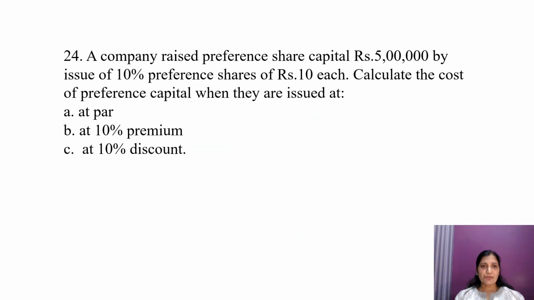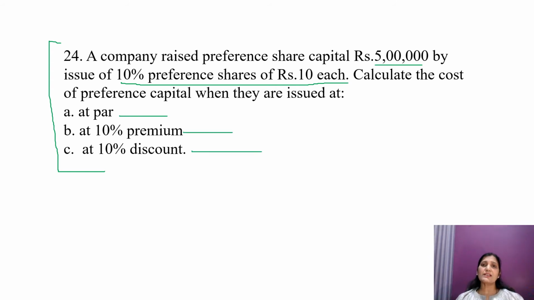So I want you to do this problem. A company raised preference share capital of rupees 5 lakhs by issue of 10% preference shares of rupees 10 each. Calculate the cost of preference share capital when they are issued at par, at 10% premium and at 10% discount. It is exactly same like what you have done in the previous problem. Try this out.